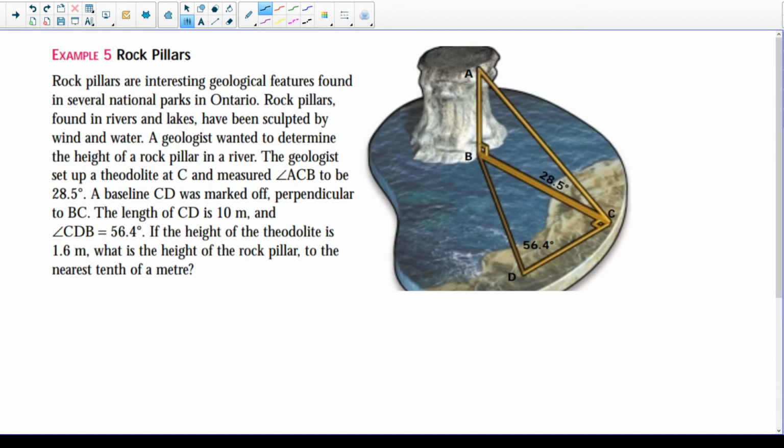So another interesting style of question that you might start seeing are three-dimensional questions. So this is exactly another example, from your textbook. It says, rock pillars are interesting geological features found in several national parks in Ontario. Rock pillars found in rivers and lakes have been sculpted by wind and water. A geologist wanted to determine the height of a rock pillar in a river. The geologist set up a theodolite at C and measured angle ACB to be 28.5 degrees.